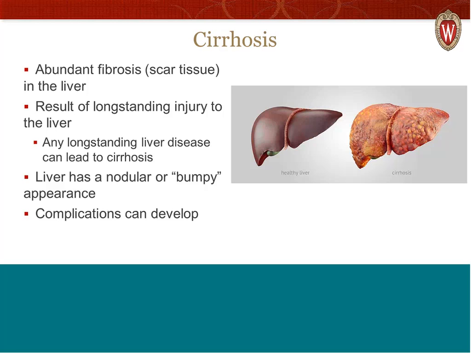So cirrhosis is abundant fibrosis or scar tissue. Many of you have probably had stitches or had a surgery of some sort before, and when that heals up, you're left with a little band of fibrous tissue called a scar. Okay? So scarring is just your body's response to wound healing or injury healing.